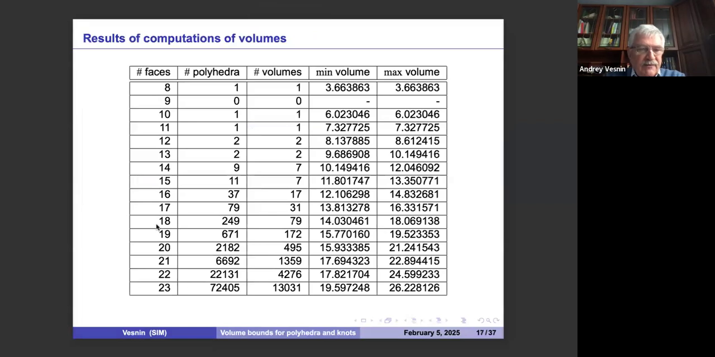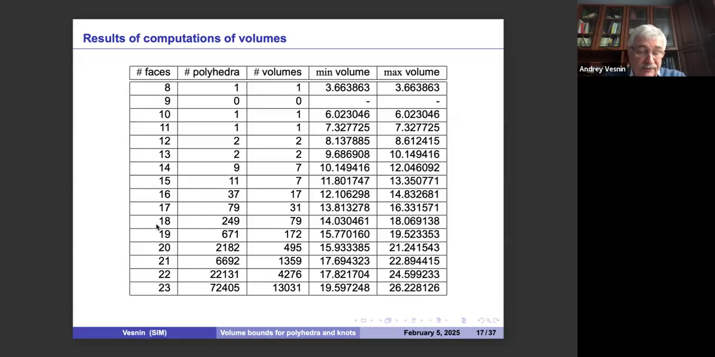And also, I want to present you some results. Not, of course, all values, but just to give an idea of how many polyhedra there are, how many different volumes, and what is the minimal and what is the maximal. The first column is just the number of faces of the polyhedra, the second column is the number of polyhedra, and the third is the number of different values of volumes.